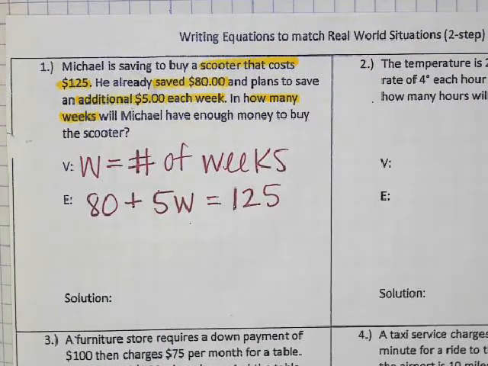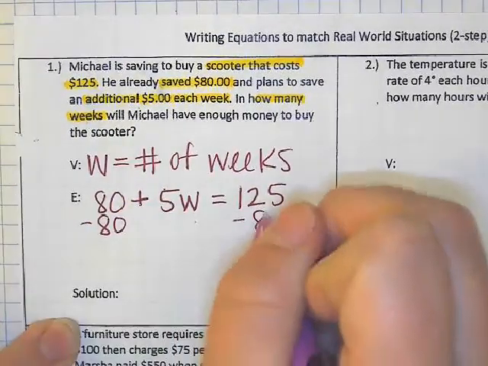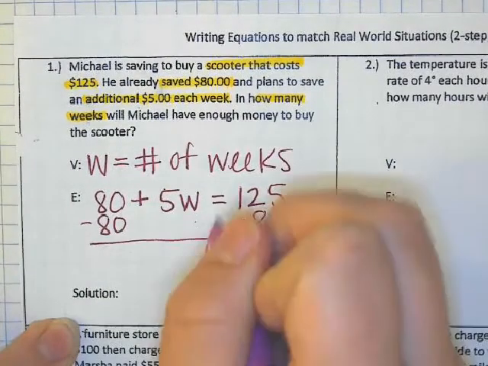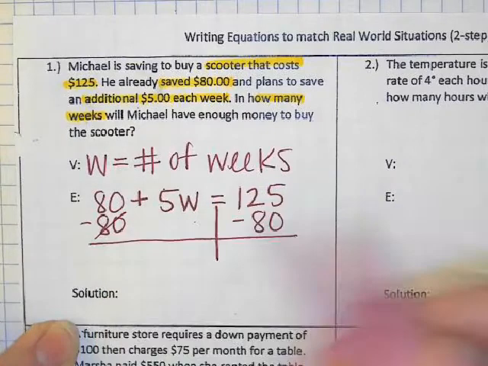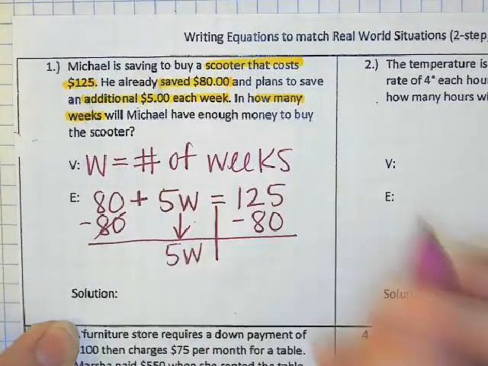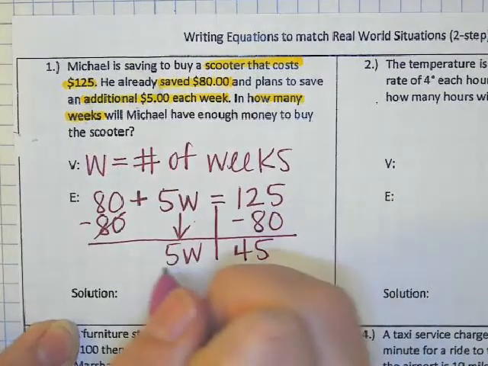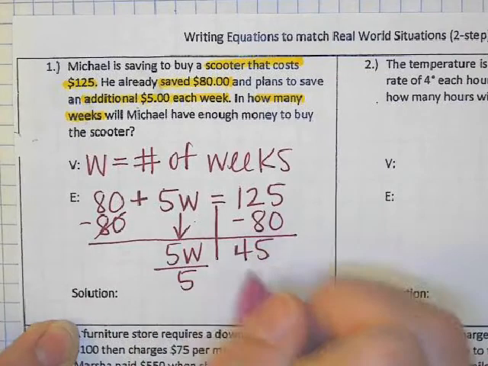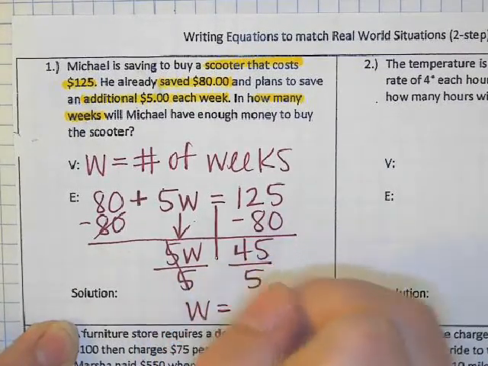This is a two-step equation, and we remember that the steps are to subtract or add first. So we're going to subtract 80 from each side of the equal sign. Remember to draw that wall. Now that I've canceled that out, I have 5W equals 45. I still want to get the W by itself, so I'm going to have to divide 5 from both sides to cancel. And now I'm left with W equals 9.